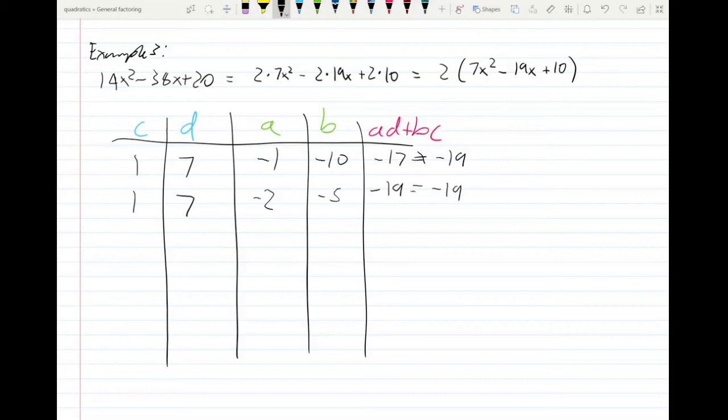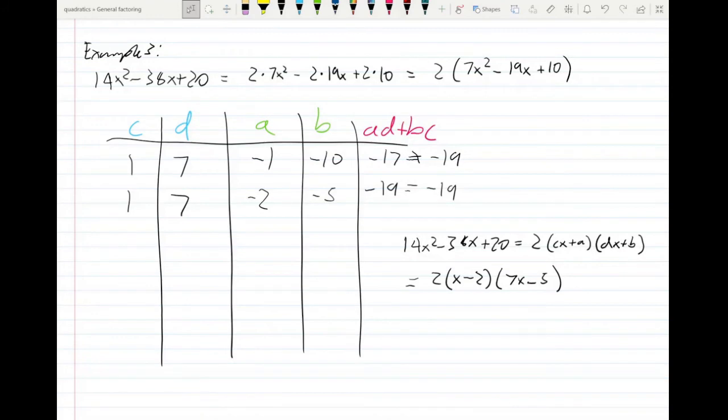And this means that 14x squared minus 38x plus 20 equals 2 times cx plus a times dx plus b, which, if we read off the numbers we got, is equal to x, or 1x, plus negative 2, or minus 2, times 7x, plus negative 5, or minus 5.